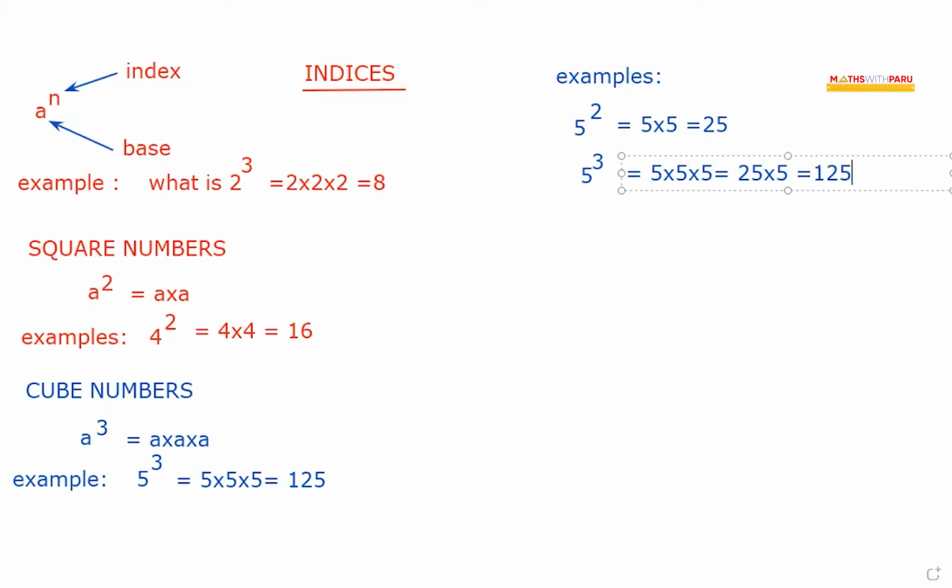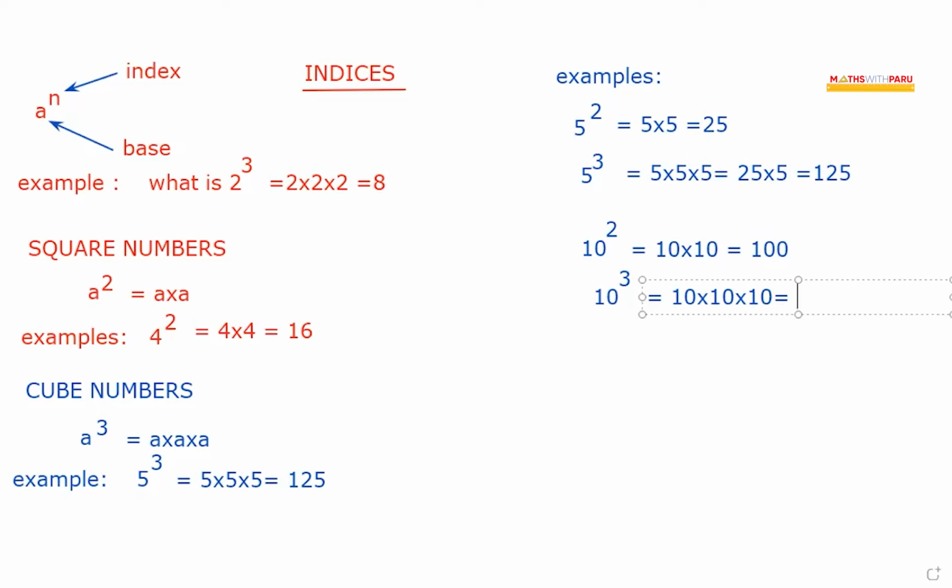Supposing I asked you for 10 squared. What is 10 squared? It is 10 into 10, which is 100. If I asked you for the value of 10 cubed, what do I mean? I mean 10 into 10 into 10. Now, I already know that 10 into 10 is 100, so I multiplied that by 10 to get 1000.